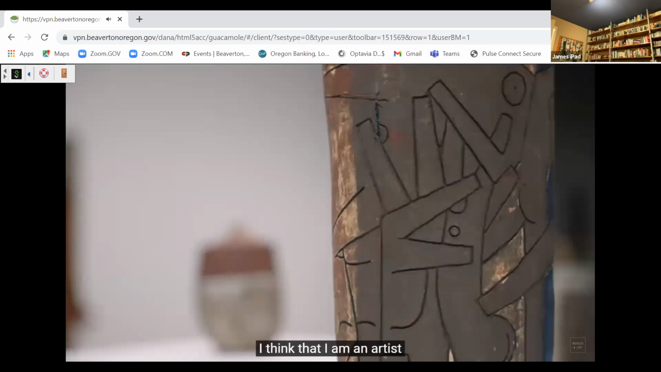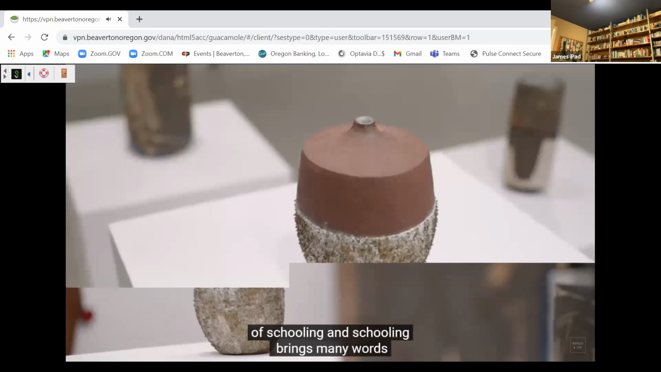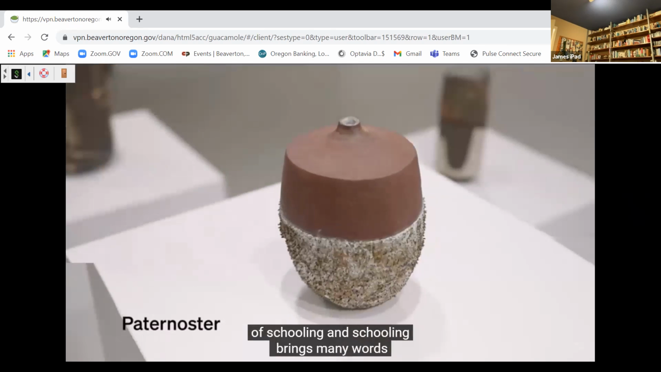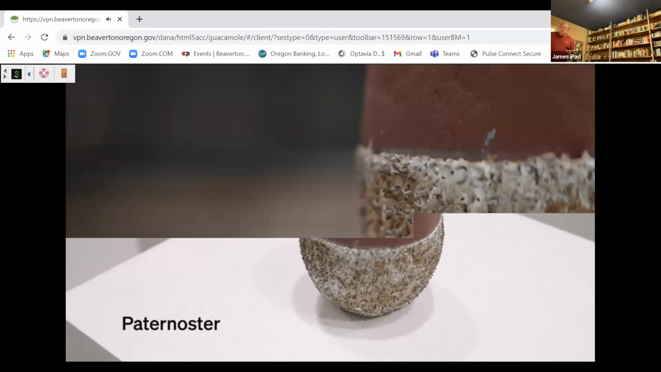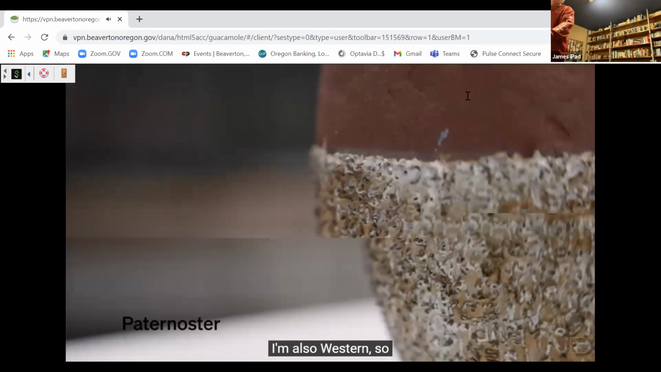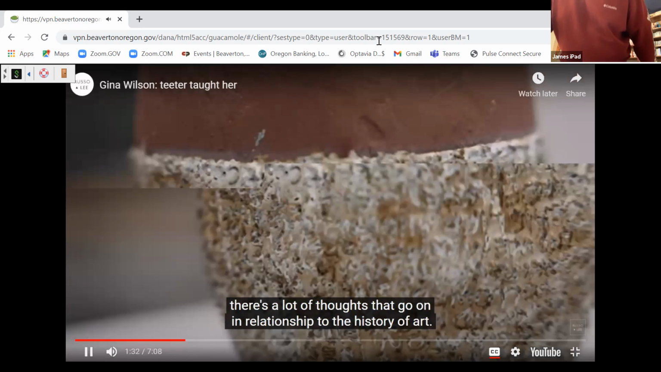I think that I am an artist of schooling, and schooling brings many words and many different thoughts that artists have had over time. I'm also Western, so there's a lot of thoughts that go on in relationship to the history of art.